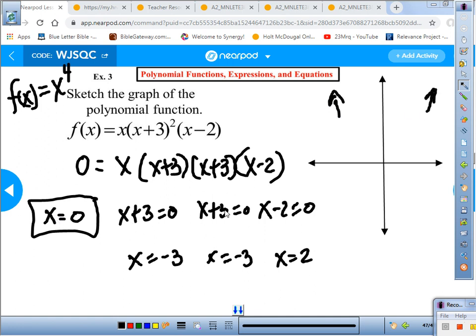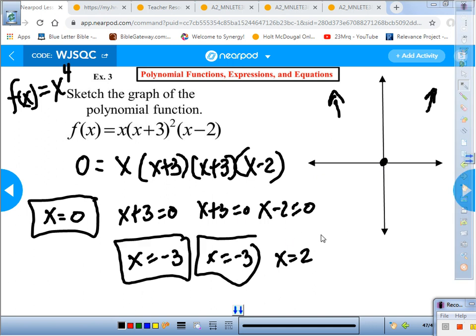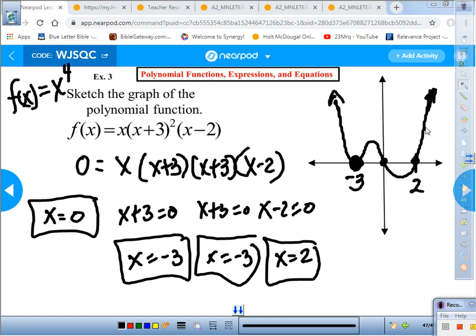However, let's plot our roots. 0. x minus 3 two times. Look what I'm going to do. I'm going to put a bigger dot when it's a double root. And then x equals 2 is right here. You're saying, why did you put a bigger dot? Because when it's a double root, that it only shows up once, that means that the graph barely touches. There it is.